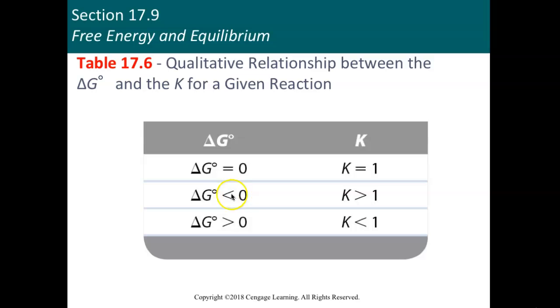When delta G is less than 0, it's negative, K is greater than 1. That means the equilibrium favors the products. In the previous case, equilibrium favors neither reactants nor products. When delta G is less than 0, delta G is negative, the products are favored. When delta G is positive, the reactants are favored. K is less than 1.